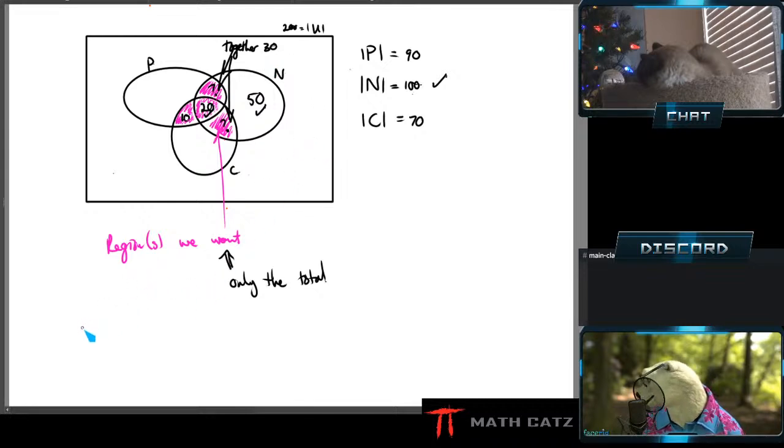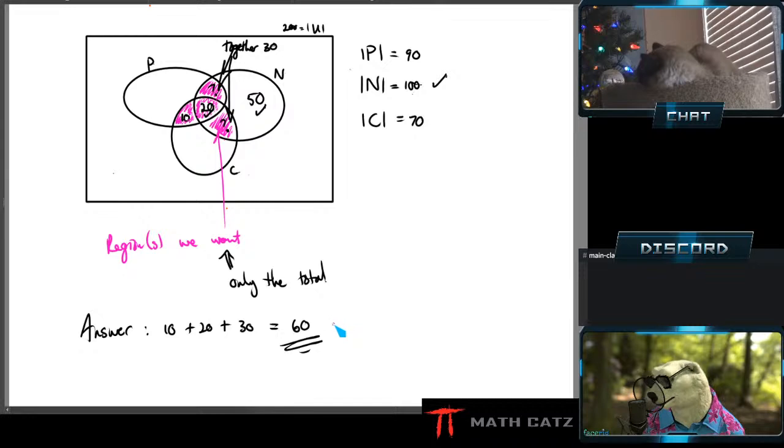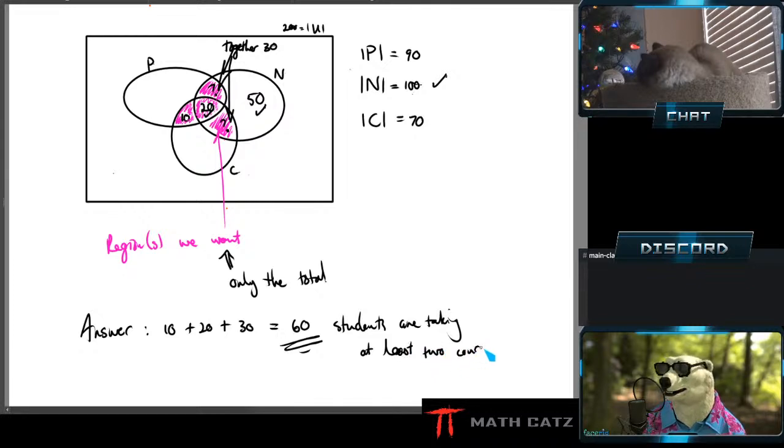So the answer, they're only asking one question, for the number of students is my 10 plus my 20 that are visible, and then the combined number for these question mark regions will be 30 to give me a total of 60. So 60 students are taking at least two subjects.